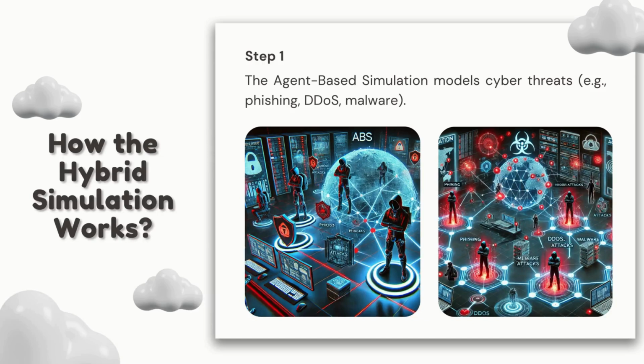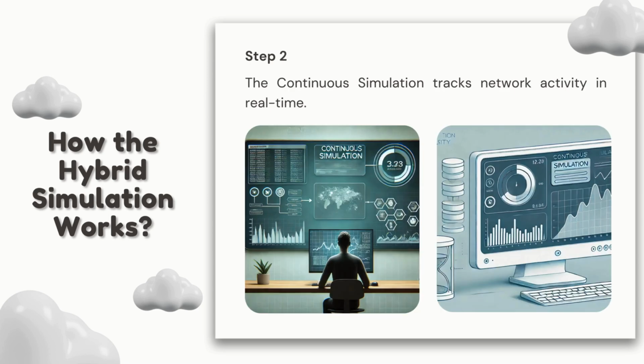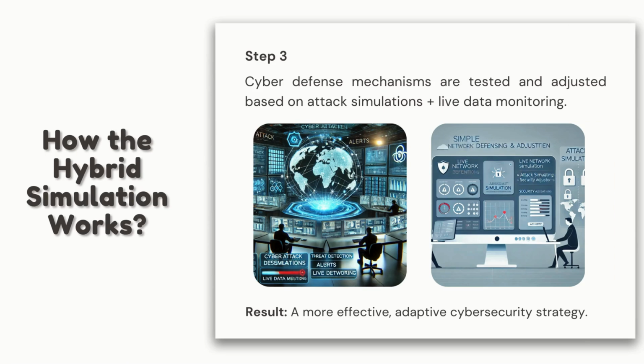How hybrid simulation works. Step 1. The agent-based simulation models cyber threats, such as phishing, DDoS, and malware. Step 2. The continuous simulation tracks network activity in real time. Step 3. The result is a more effective and adaptive cybersecurity strategy, where defense mechanisms are continuously tested and adjusted based on attack simulations and live data monitoring.